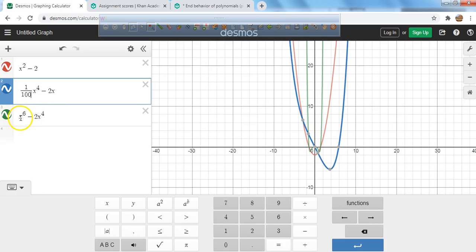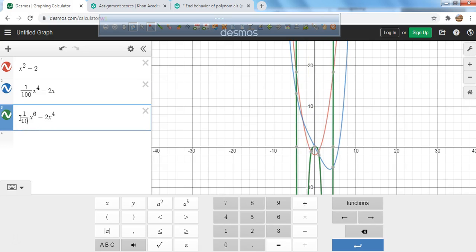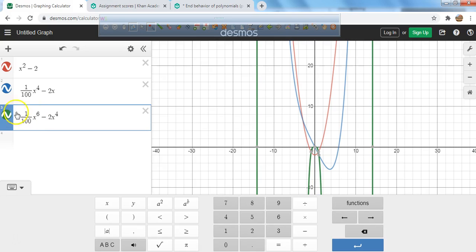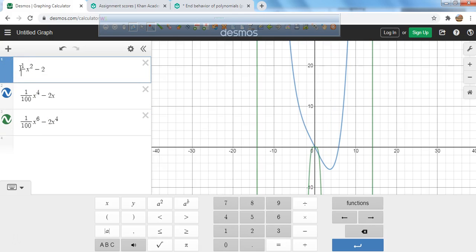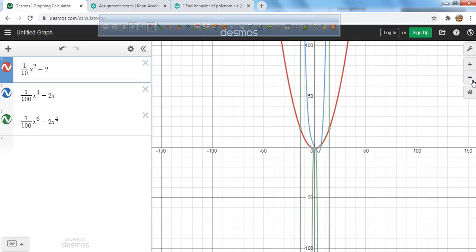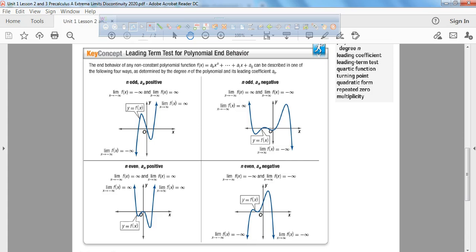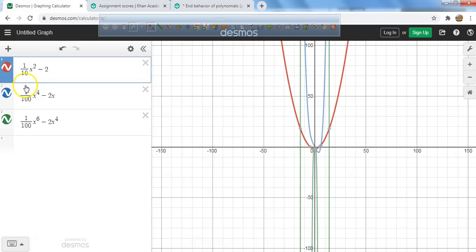And then over here, we'll do like 1 divided by 1,000. Oh, how about this? 100. 100's fine. And then over here, we'll do 1 divided by 10. There we go. So no matter what, if we zoom out, you can still see that it's opening up, which is just like all of these. So what does this have to be? This coefficient has to be positive, and this has to be an even.